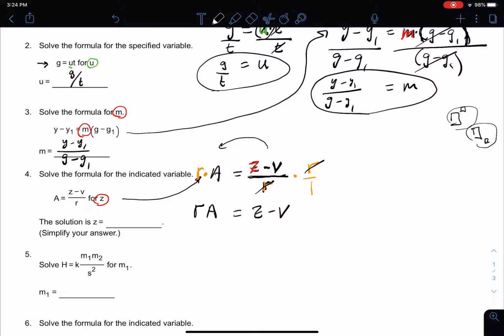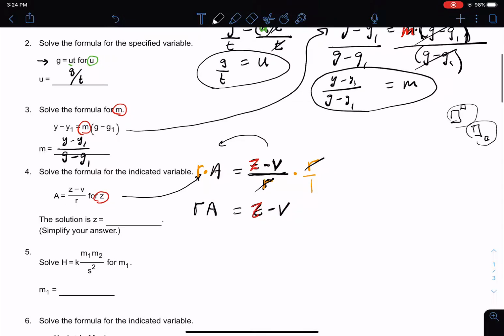Once again, we're still trying to isolate our Z, our red Z, trying to get it by itself. And that red Z is connected by the operator subtraction. So if I want to undo that, Z minus V, I add V. And it zeroes out, leaving me with Z equals, be careful, we just added. Now this is an RA plus a V. Those are unlike terms, so you cannot put them together. You just write them next to each other.